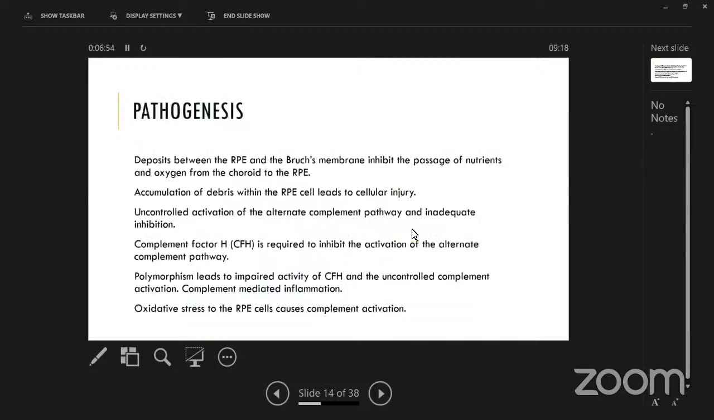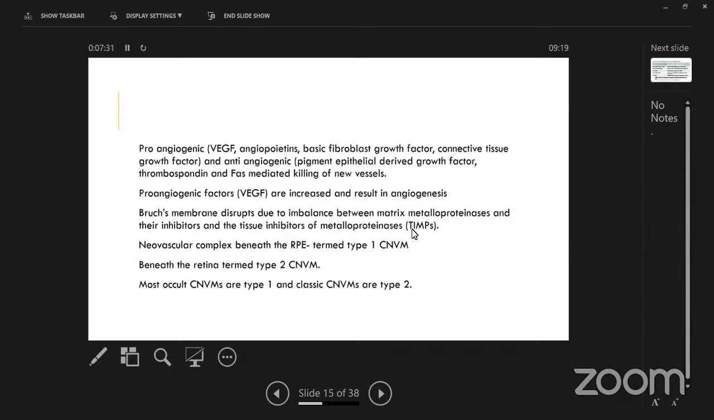Okay. So, deposits between the RPE and the Bruch's membrane inhibit the passage of nutrients and oxygen from the choroid to the RPE. There is accumulation of debris within the RPE cell, which leads to cellular injury. There is uncontrolled activation of the alternate complement pathway and inadequate inhibition. The complement factor H is required to inhibit the activation of the alternate complement pathway. Also, polymorphism is present, which leads to impaired activity of the CFH and uncontrolled complement activation. Complement-mediated inflammation results. Oxidative stress to the RPE cell causes complement activation.